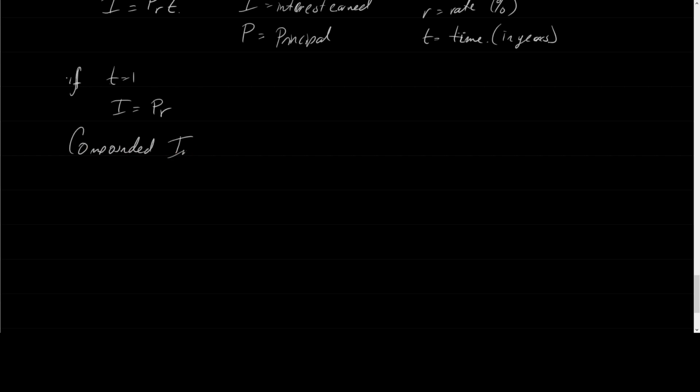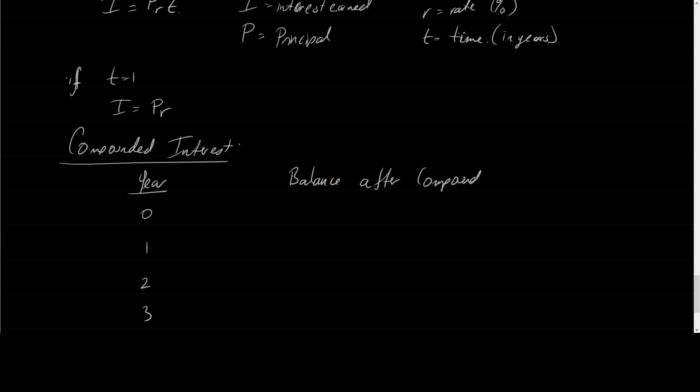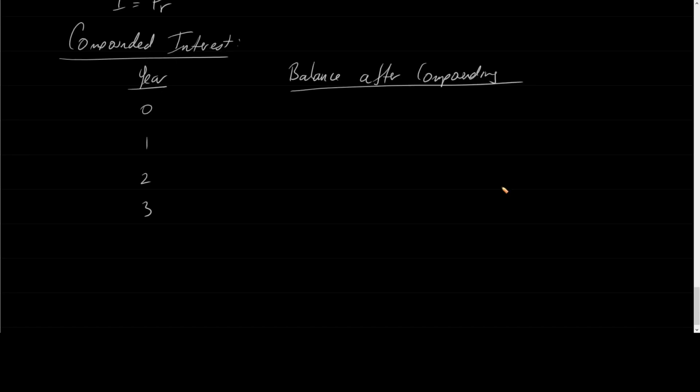Compounded interest. And we're going to look at a year. So we're going to start looking at years like year 0, year 1, year 2, year 3. And then we're going to look over here at what the balance is after compounding. So balance after compounding. All right. So let's say that you start with some amount. Your original amount in there is just going to be strictly your principal, right? Now, that's at year 0.